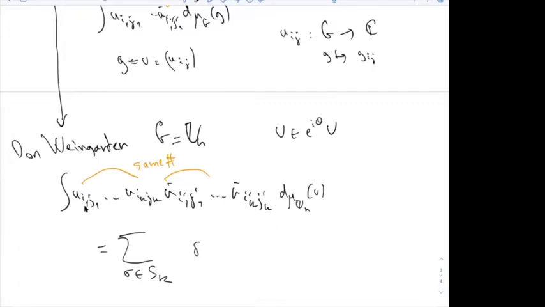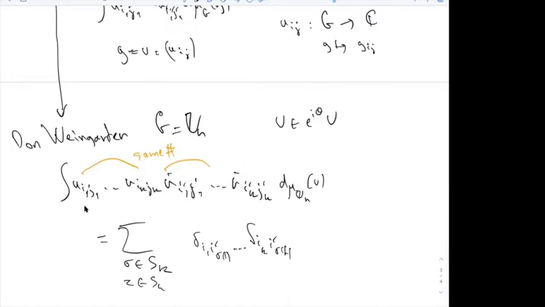Kronecker function like this: delta I1, I prime sigma 1, up to IK, I prime sigma k, and the same for tau. So the same for the column indices. So again, S_k, and I'm just going to write below, why not? Delta J1, J prime tau 1, JK, J prime tau k.